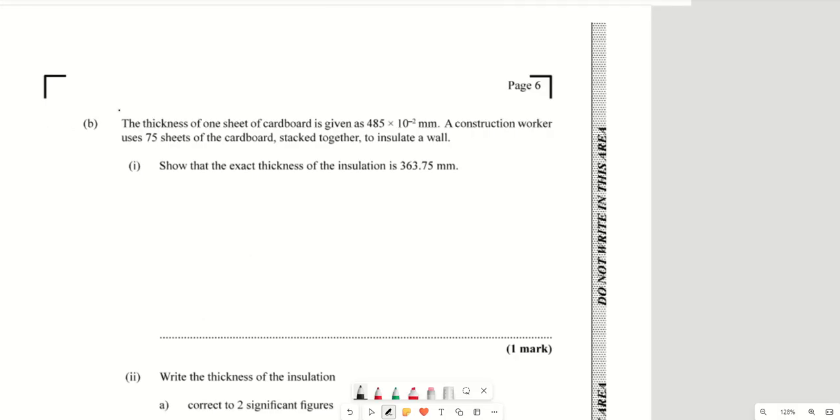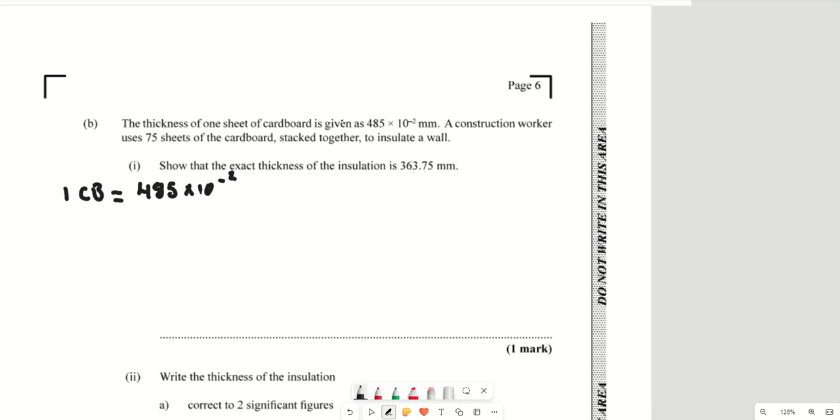All right, part B of this question says the thickness of one sheet of cardboard. Now, let's write that down. One cardboard, I'll just put CB for cardboard, is equal to 485 multiplied by 10 to the negative 2. Now, a construction worker uses 75 sheets of cardboard stacked together to insulate a wall. Show that the exact thickness of the insulation is.